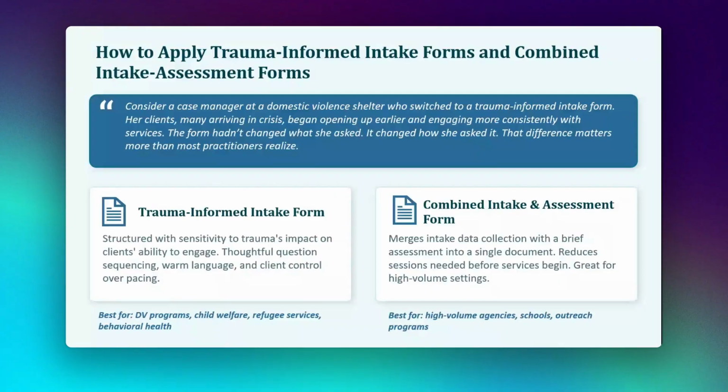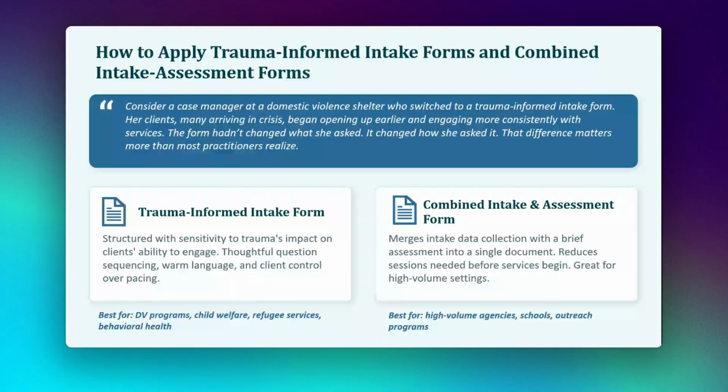Now let's talk about two form types that have become increasingly important in modern social work practice. First, we'll look at the trauma-informed intake form. This isn't just a standard intake with softer language. It's a fundamentally different approach to how you gather information. The structure, the sequencing of the questions, the language used, all of it is intentional. The goal is to collect the information you need without re-traumatizing the person sitting across from you.